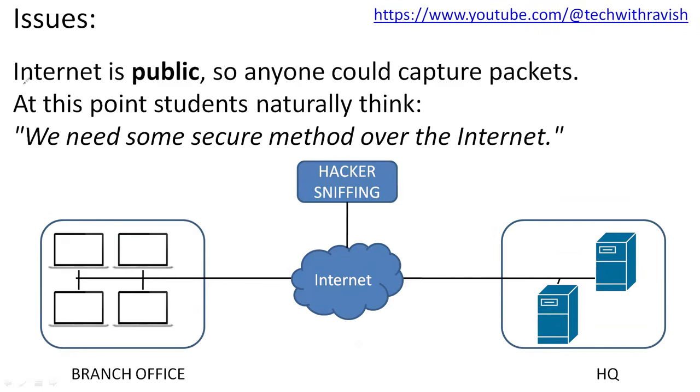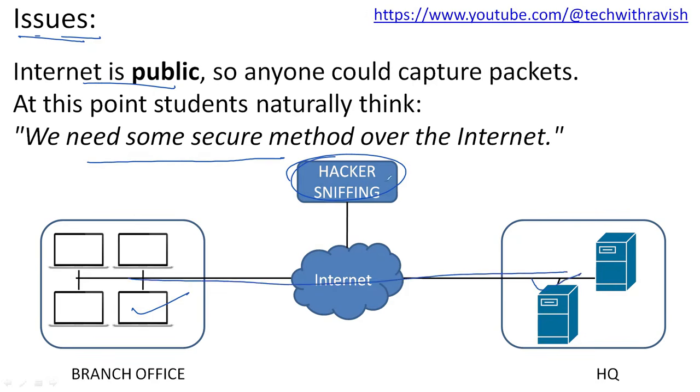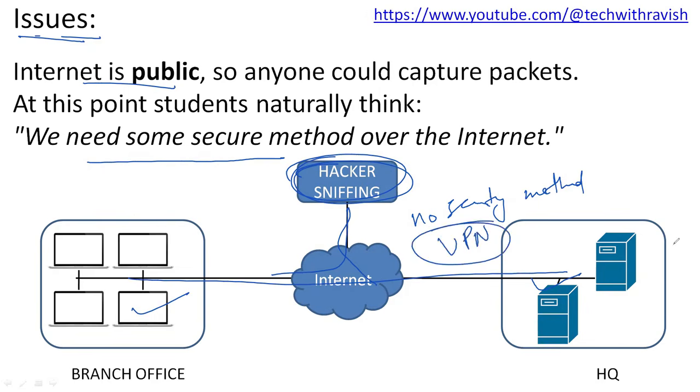So this is what I told you, what is the issue without VPN: the internet is public, everyone knows it, so anyone can capture the packet. Okay. We need some secure method over the internet. So this is how the data can be captured without VPN. This is my branch office. I'm sharing the resources with my headquarter, but between them, a hacker is there who can capture my data. If no security method is there, which one is the security method? VPN is there. If no VPN is there, the data can be compromised.